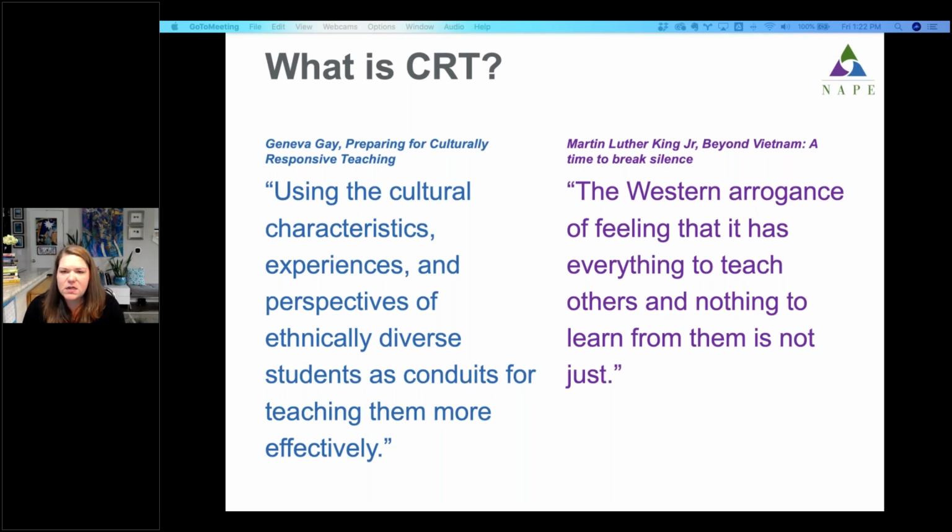I love this other quote by Dr. Martin Luther King, and he says that the Western arrogance, a feeling that has everything to teach others and nothing to learn from them, is not just. And so what this quote means to me is it really puts into perspective this notion of, like, I'm going to teach the way I always teach because that's just the way it's done.